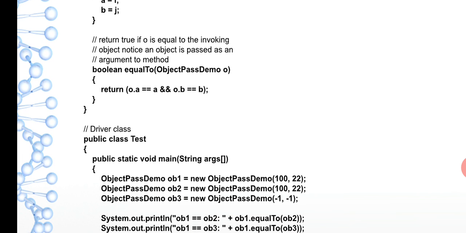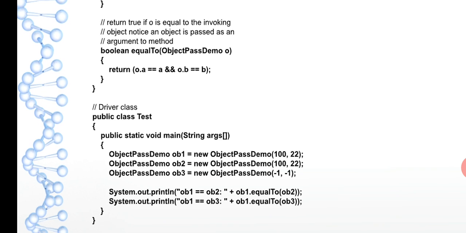Now for object 2 also you are passing the same data. So again i will be 100, j will be 22. The same will be copied to a and b. Now A and B of OB2, object 2, will have 100 and 22. But when you create OB3, object 3, you are passing -1 and -1. So int i will be -1, int j will be -1. The same value will sit in A and B of object 3. Okay, now object 1 and object 2 will have the same values in A and B, isn't it? But object 3 will have a separate value, separate data.